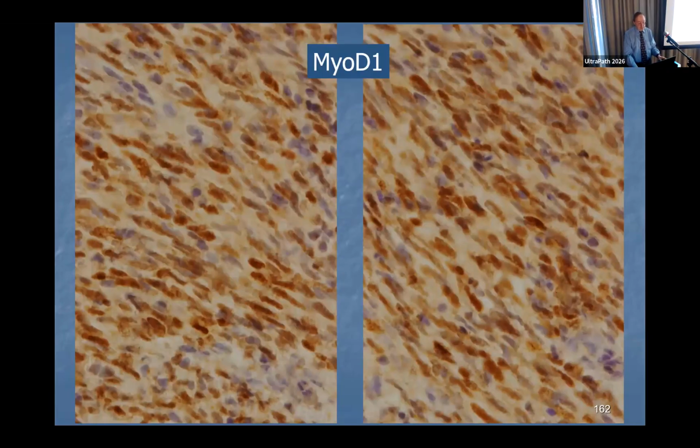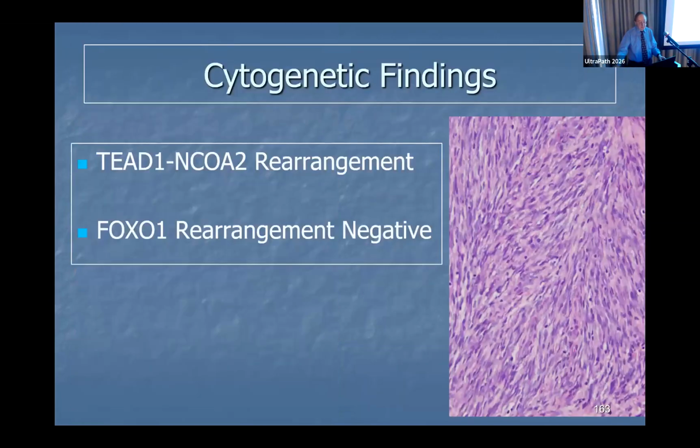So for any infantile fibrosarcoma that I have, I will do other immunostains to prove it's not something else. And EM in this case really helped a lot, because I could get that done within a very short period of time. Our EM results are available within a maximum of 2 days. This one had a unique finding that you do see in infantile and spindle cell rhabdomyosarcomas: a TEAD1-NCOA2 rearrangement.